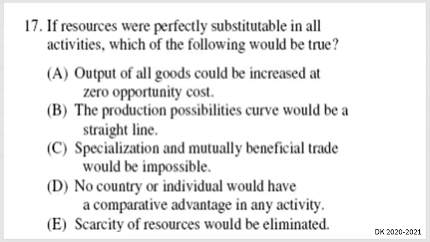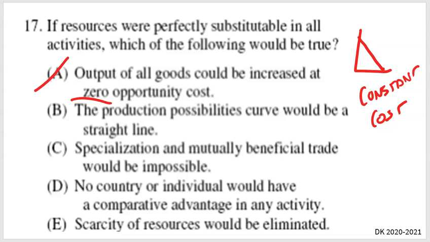All right. So here, which would be true? If resources are perfectly substitutable, in other words, you can use all your resources to create either good, we said that our PPC is just going to be a straight line, and that is called a constant opportunity cost. And here, it's not 0, so A is incorrect. The PPC curve would be a straight line. That is correct.